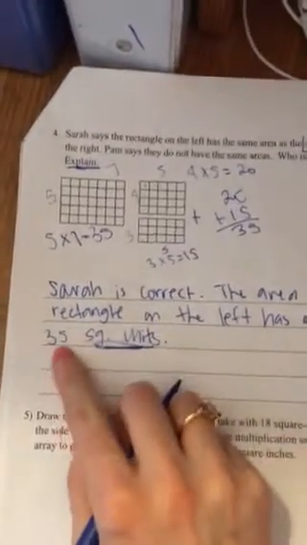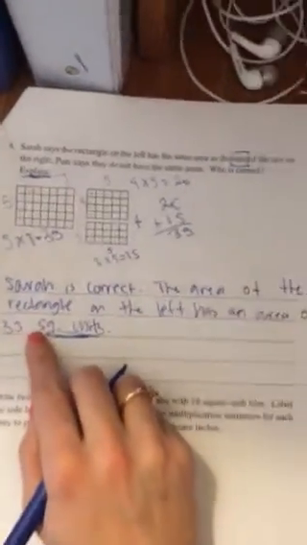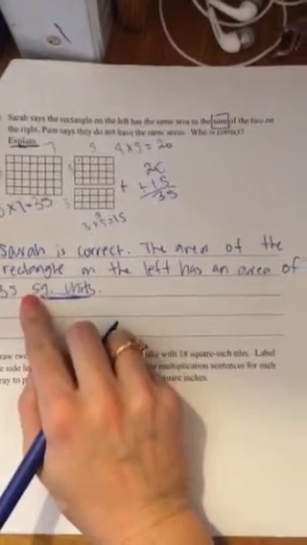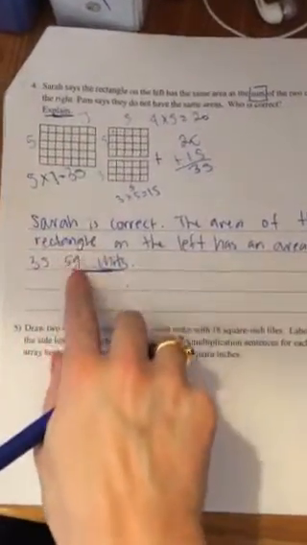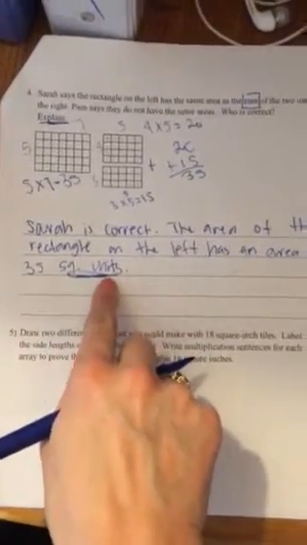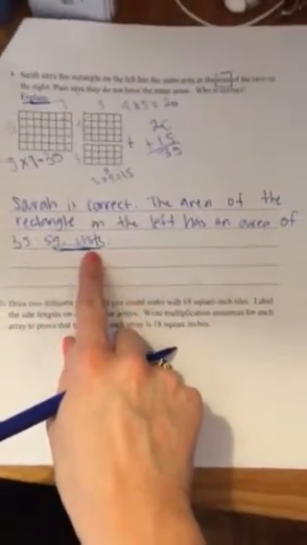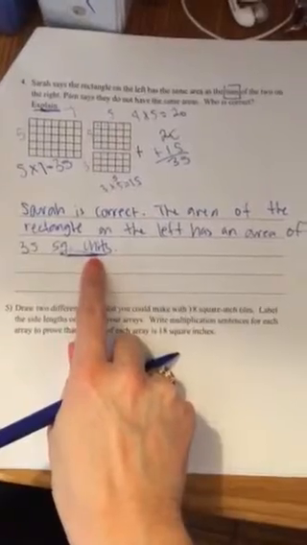A lot of them are just writing 35 period, but on the IA and on other tests that they're expected to explain, they need to write these units down or else they will lose points. It will be the same on the state test. They must have this down. So then they need to say that it has an area of 35 square units.